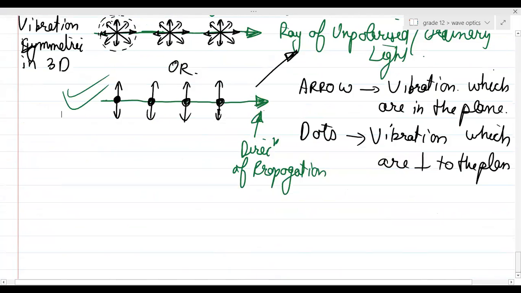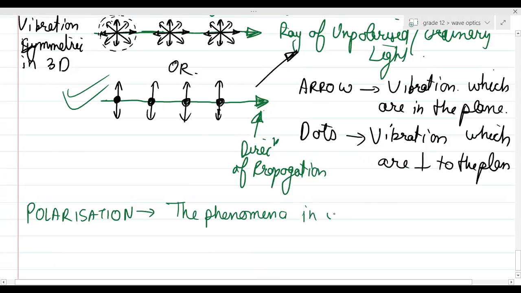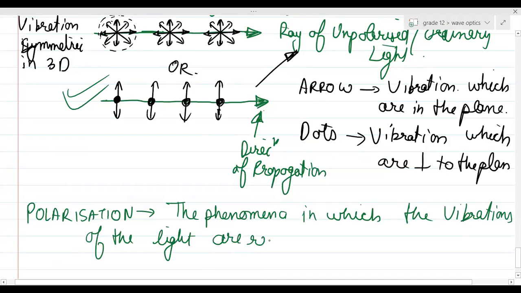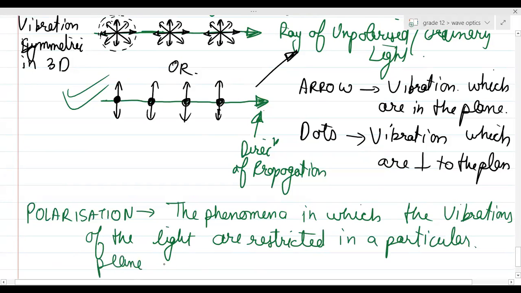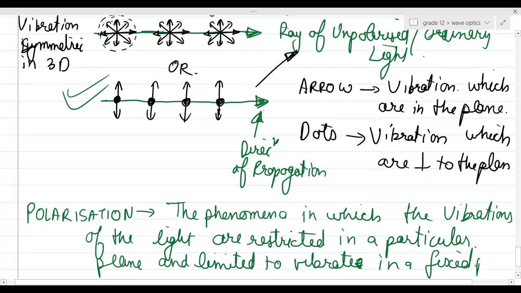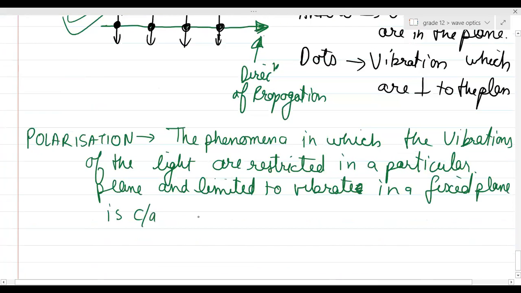Let's understand what is polarization. You can write: the phenomenon in which the vibrations of the light are restricted in a particular plane and limited to vibrate in a fixed plane is called polarization of light.